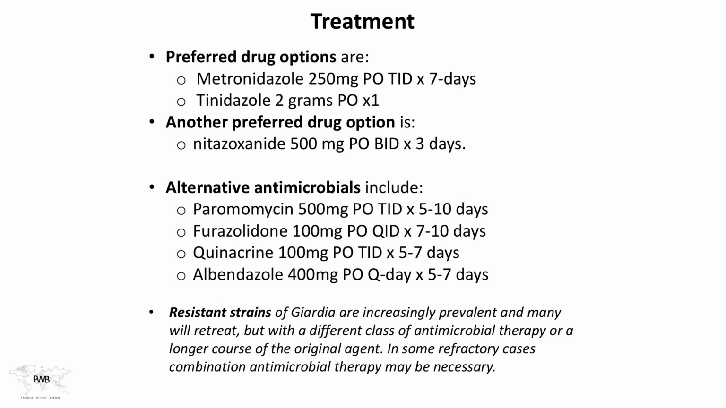The metronidazole, and you'll see with different diseases, we're going to dose this medicine a little differently. For Giardia, it's 250 milligrams 3 times a day, which is TID. You can do that for 7 days. Tinidazole is another option. The nice thing here is this is a 2-gram one-time dose. If we have failure, then we have another preferred drug option, which is nitazoxanide, just 500 milligrams twice a day for about 3 days. We do have a number of alternative antimicrobials: paromomycin, furazolidone, quinacrine, and albendazole.